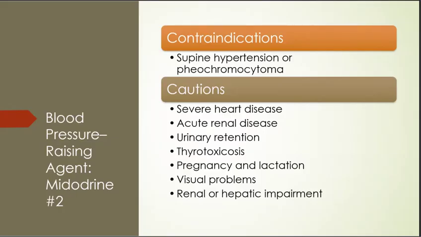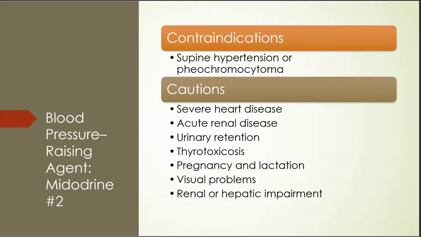Before giving midodrine, it is important to know when the medication should be avoided and used cautiously. A major contraindication is supine hypertension, which means high blood pressure while lying down. Since midodrine raises blood pressure, it can make this condition worse. It should also be avoided in patients with pheochromocytoma, a tumor that already causes excessive release of blood pressure raising hormones.